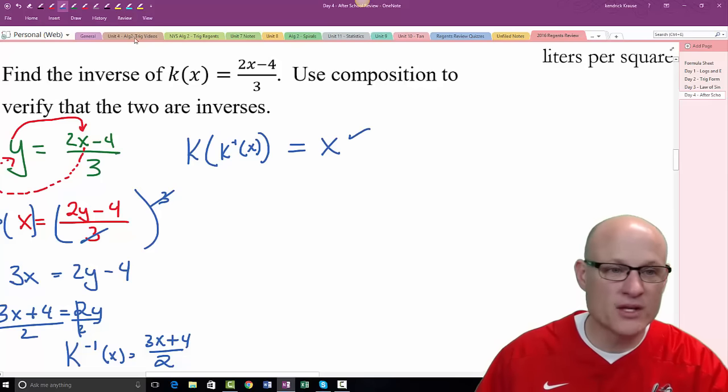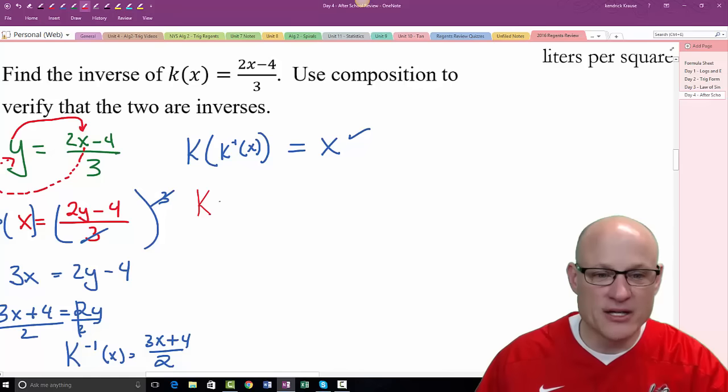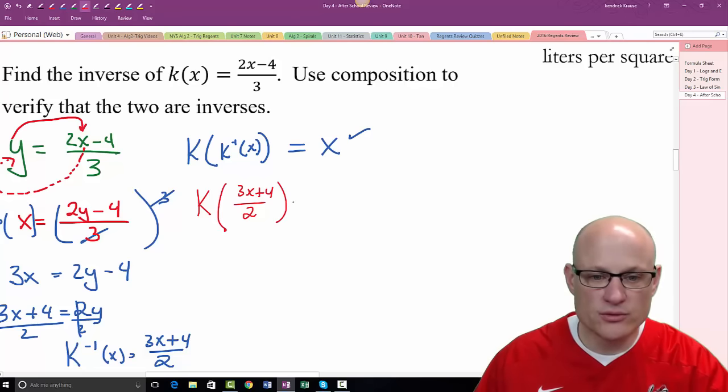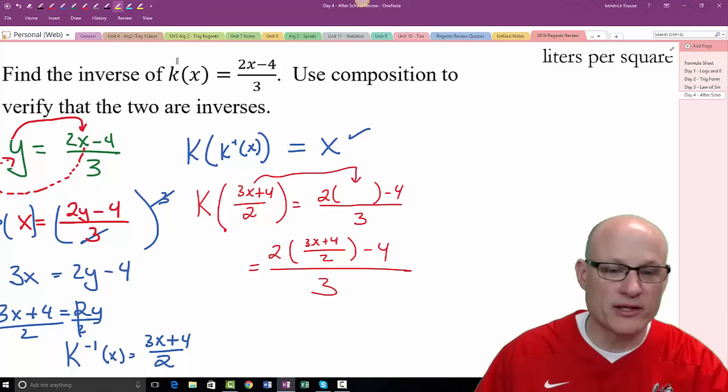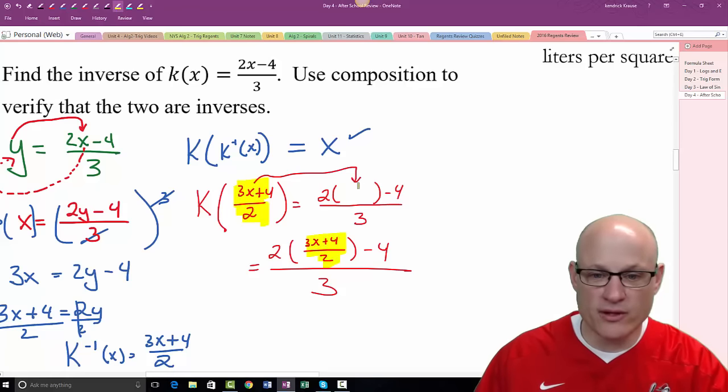That's our goal, okay? So we're going to do k of (3x plus 4) over 2 equals... Now, the k function says, the bottom's just a 3, take 2 and multiply it by whatever's in those parentheses and subtract 4. So this thing goes in here. So we're going to have 2 times (3x plus 4) all over 2, minus 4, and that whole thing is over 3. So the only thing I did was replace this and put it in the parentheses where it goes.